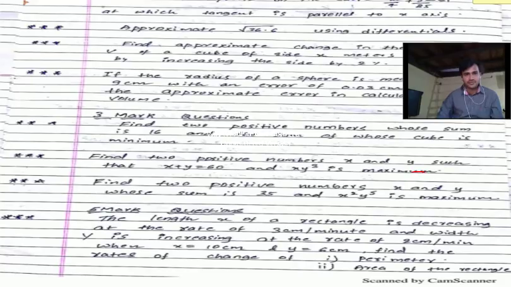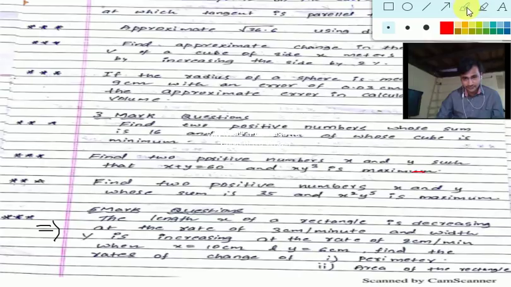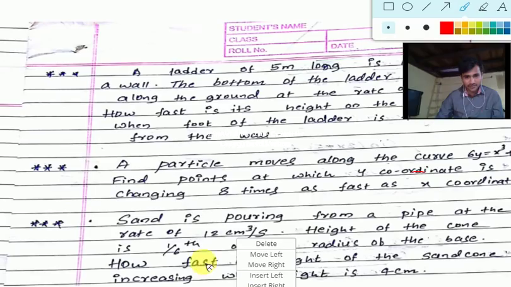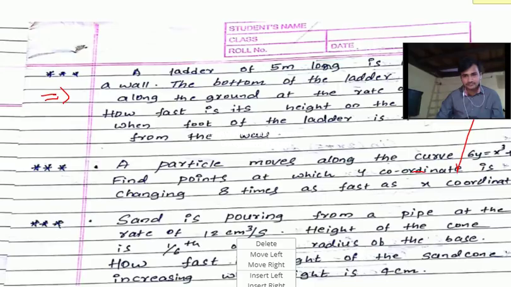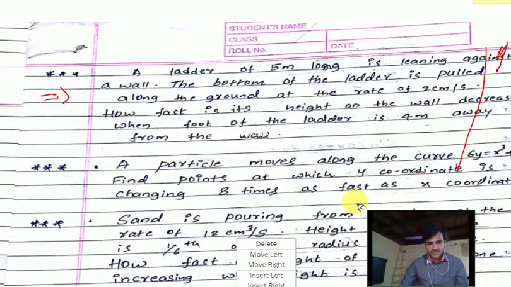Then the 5th one will be on application of derivatives. In application of derivatives also you will have a very easy 5-mark question. That 5-mark question either maybe it's the length of a rectangle is decreasing, increasing, that kind of a problem. Otherwise you may have a ladder problem. So then a particle moves problem, and sand is pouring from a pipe at the rate of this problem.